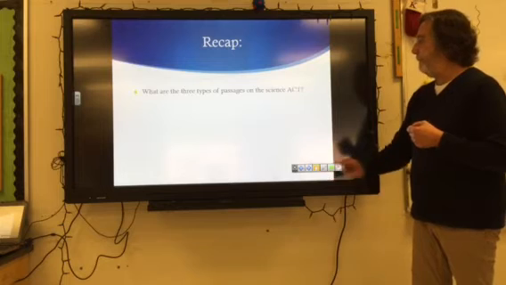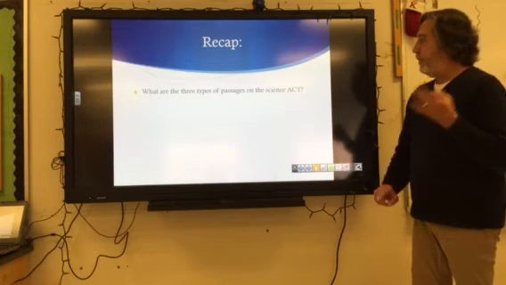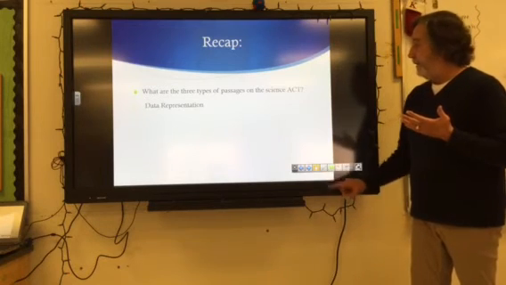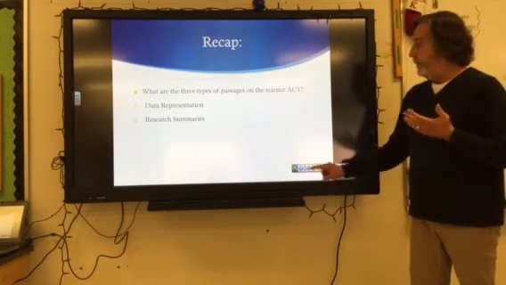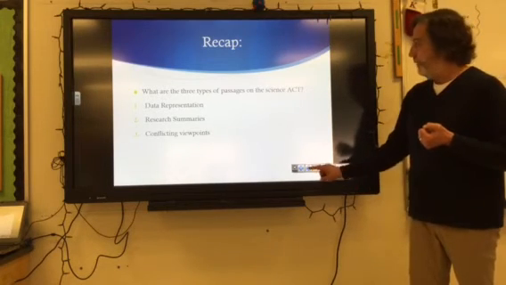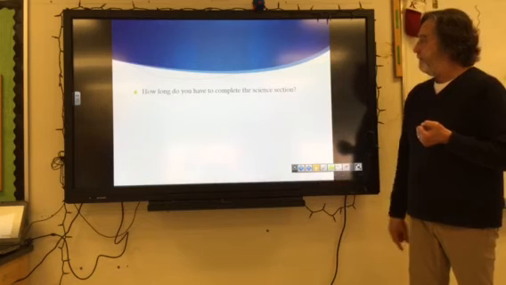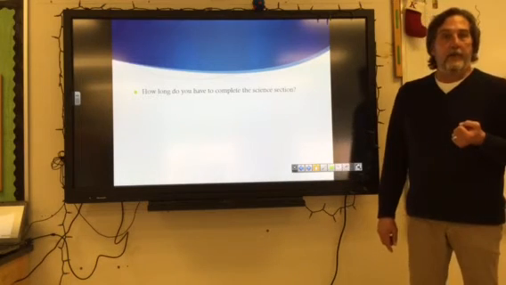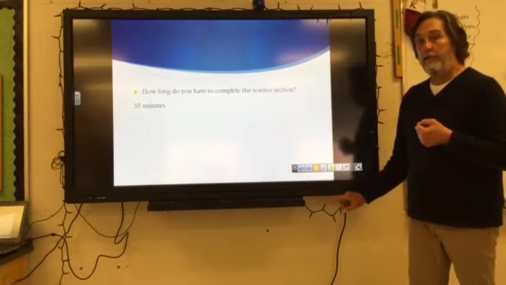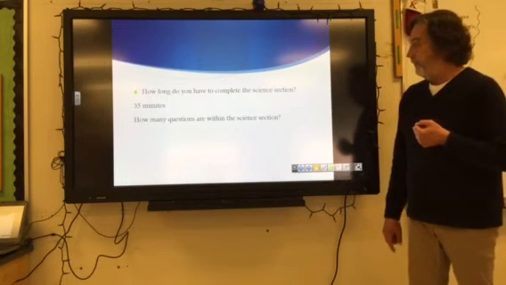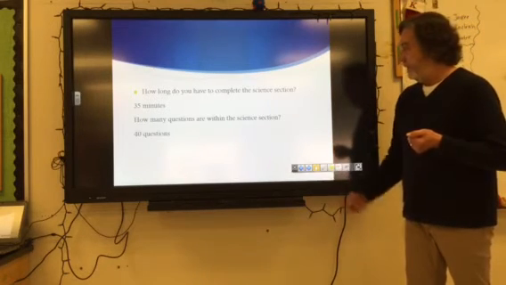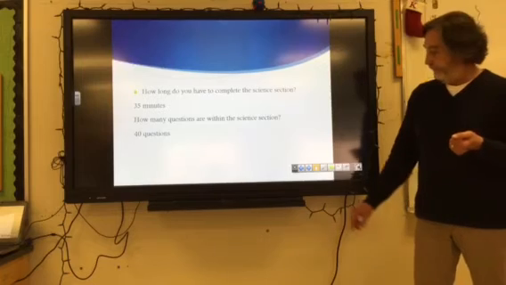So to recap, what are the three types of passages you'll find on the ACT? There's data representation, research summaries, conflicting viewpoints. How long do you have to complete the science section? You've got 35 minutes. How many questions can you expect on the science section? You'll have 40 questions.